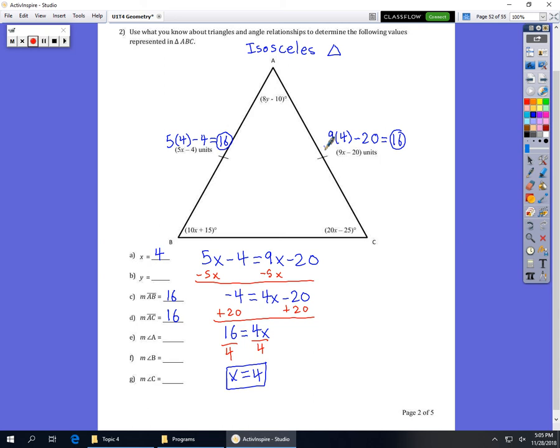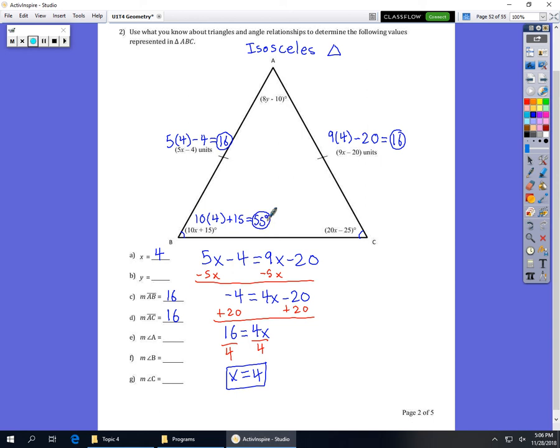Great. Let's go to the angles then. Remember, if you have an isosceles triangle, not only are these two sides congruent, these two angles are also congruent as well. That angle is congruent to that angle. So let's just plug in x here. 10 times x, and x was 4, plus 15. 10 times 4 is 40. 40 plus 15 is 55 degrees.